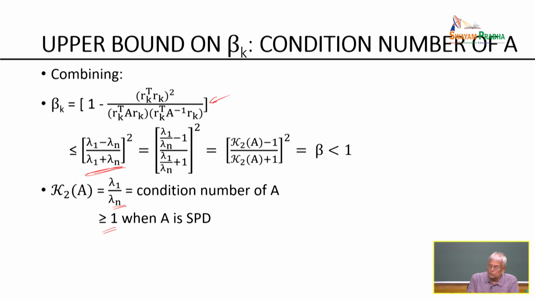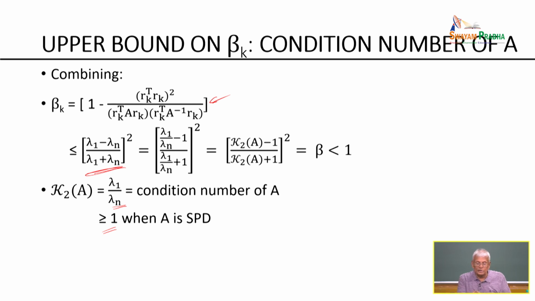If it is greater than or equal to 1, when will it be 1? For the identity matrix, it is equal to 1. The smaller the condition number, the better conditioned the matrix is; the larger the condition number, the poorer conditioned the matrix is.